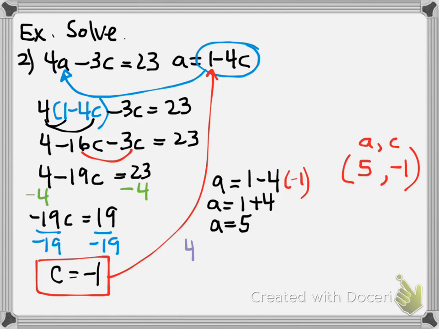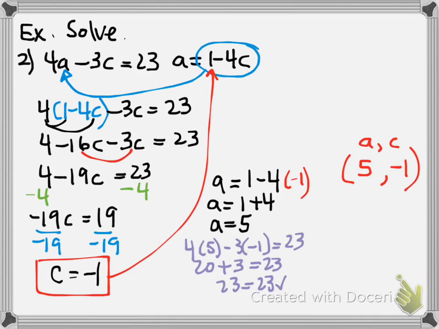So is 4 times the A value 5 minus 3 times the C value negative 1 equal to 23? So I get 20. Two negatives make a positive, plus 3 equals 23, and I get 23 equals 23. So that ordered pair satisfies the first equation. Does it satisfy the second one?